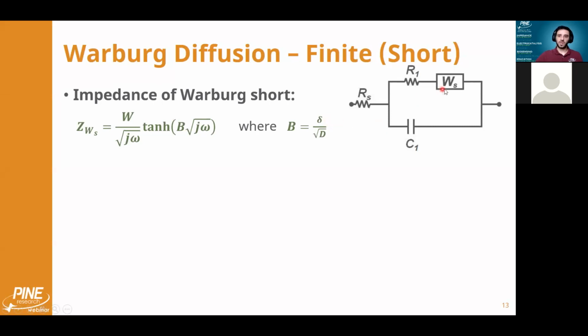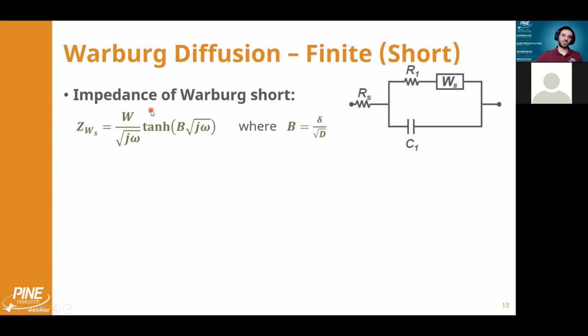And just to prove to you that this is mathematically consistent, you could think, well, if my diffusional path is really large, if delta is really large, or let's say delta is infinity or semi-infinite, then b is also infinity. And if b is infinity, we have the hyperbolic tangent of infinity. And the hyperbolic tangent of infinity is 1. So if we have a semi-infinite diffusional path length, this term goes away, and the impedance is just this part, which is the same as what I just showed you for the infinite Warburg. So mathematically, this makes sense.